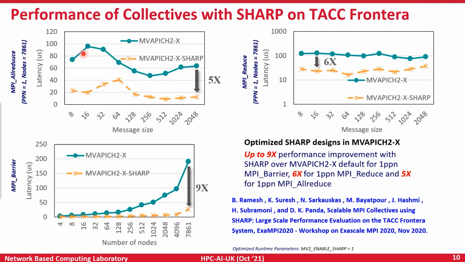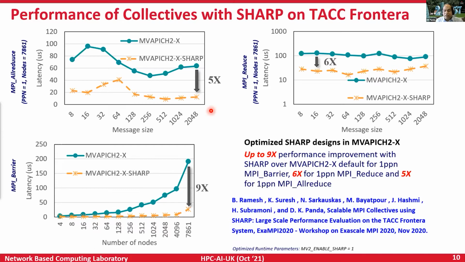You can see if you compare to the pure software level design, now with SHARP, we can reduce it significantly. So here is a small message, up to 2K. You can see this is a 1 PPN, that is only one process from every node participating. As you can see, up to 5x improvement we can provide.